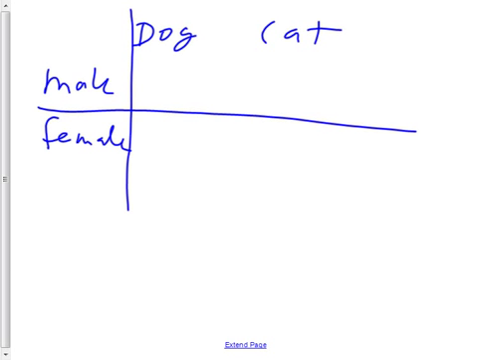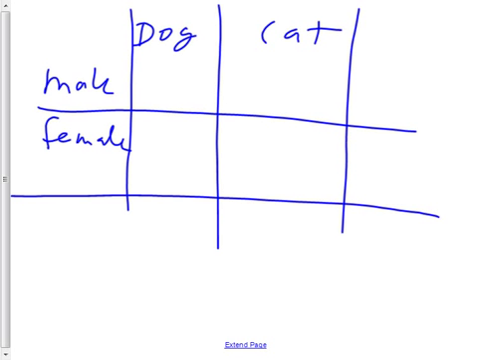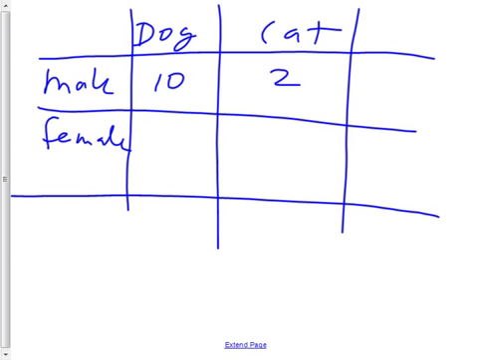So let's say I asked kids in here, dogs and cats. Let's say the males, there were 10 guys that had a dog in their house. There were 2 guys that had a cat in their house. Females, let's say that there was 15 that had a dog in the house, and cat in the house, let's say that there's 1. So then the total number of cats that are accounted for here would be 12 households that have cats, and then there's 16 households that have dogs.